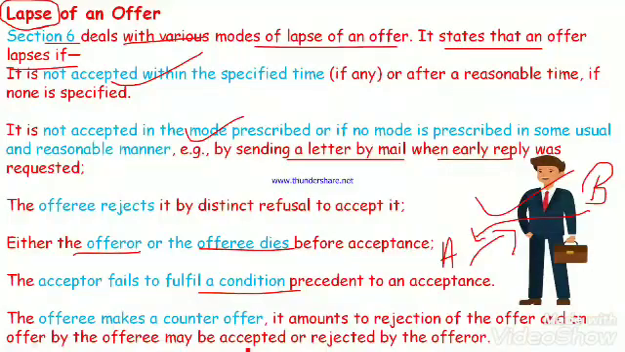Then the next one is the offeree makes a counter offer. So what do you mean by counter offer? For example, I give you an offer to sell my bike for 10,000 and you say that I will purchase only at 9,000. So it will depend on me whether to accept it or not, but it will be called a counter offer and it amounts to rejection of my offer.